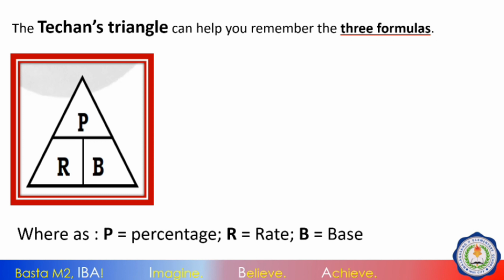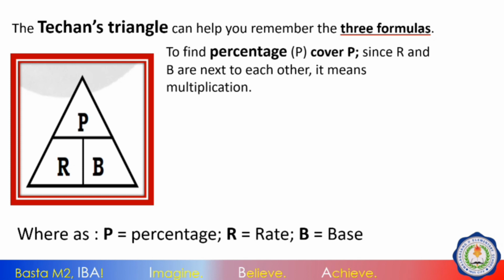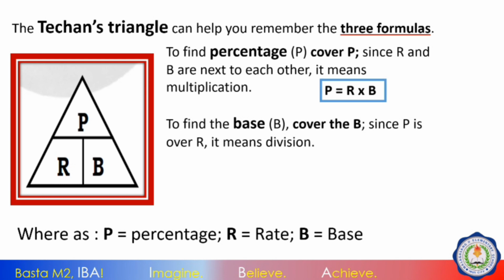The triangle can help you remember the three formulas, whereas P stands for percentage, R for rate, and B is for base. To find the percentage, let us cover the letter P. Since R and P are next to each other, it means multiplication. So to get the percentage, you need to multiply rate times base.